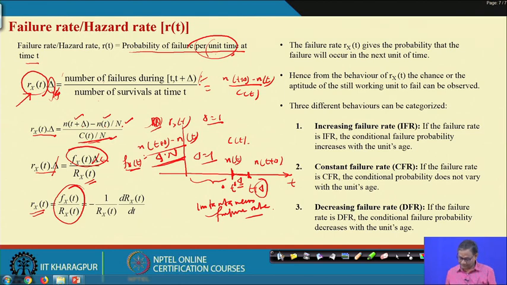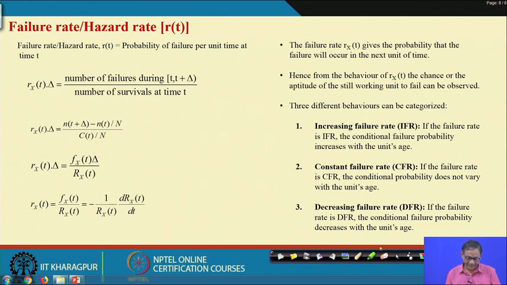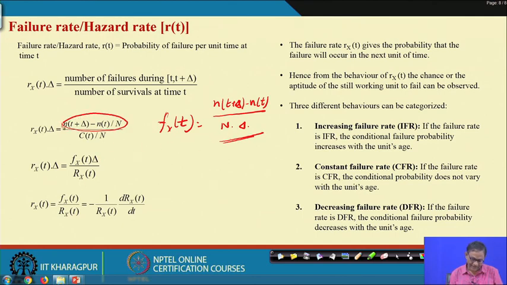So, what is h(t)? h(t) is f(t) by R(t). Clear? If it is not clear, let me explain again that our f(t) will be the density, that is [n(t + delta) minus n(t)] by N into delta, because this is delta. So, you have the quantity on the top side, [n(t + delta) minus n(t)] by N. If I remove this, I have to write like this. This is what is written here. So, this much is okay.